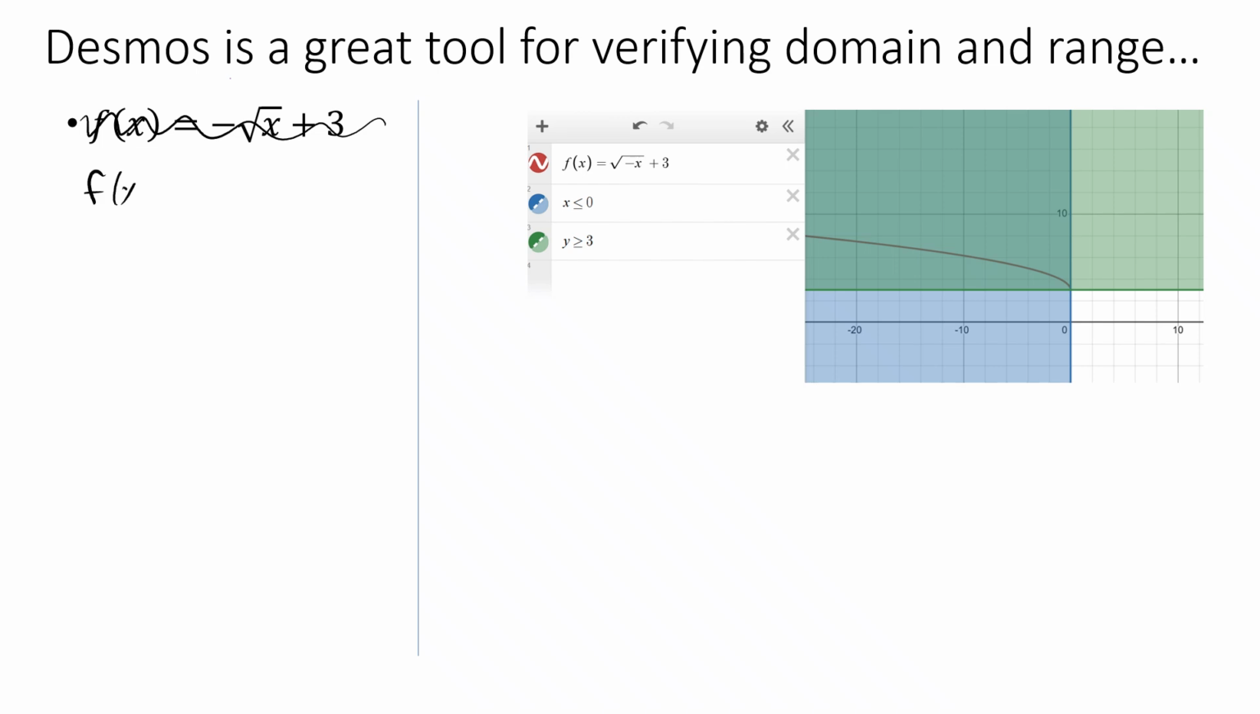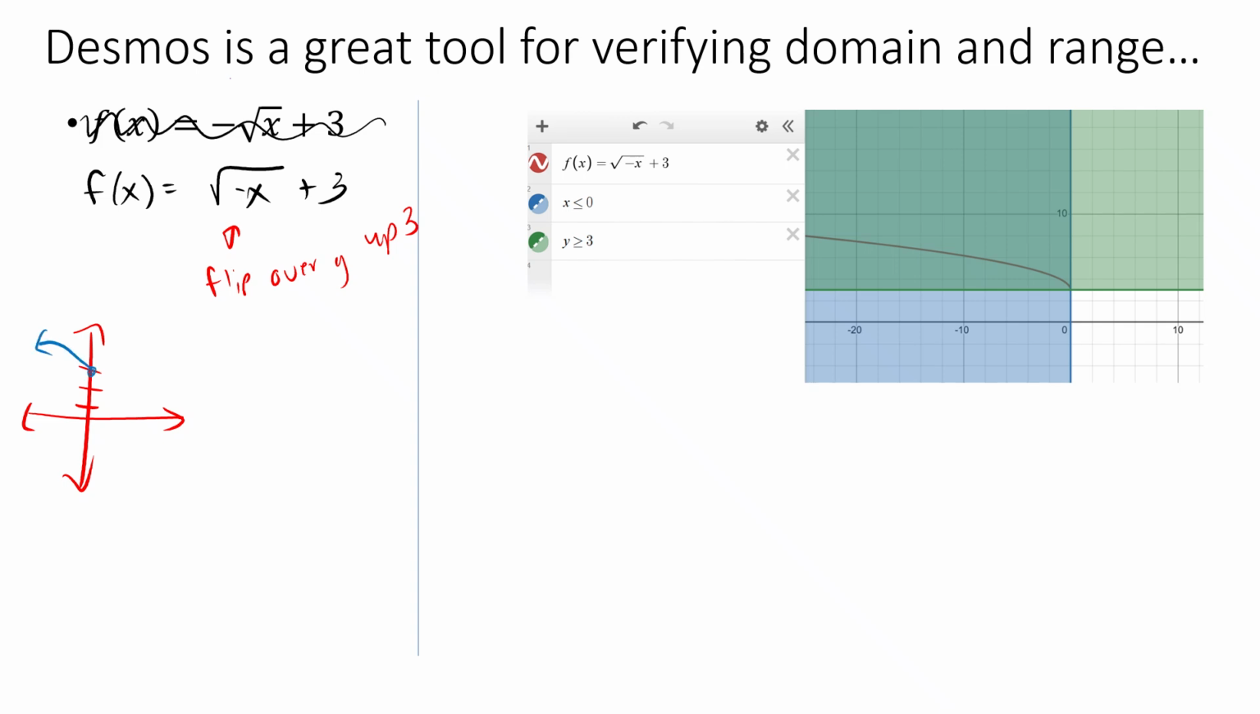Let's do another one. Okay, so this one is a flip over the y and up 3. When we look at that, we're going to be flipping it over the y, which is going to send it that way. And then we'll go up 1, 2, 3. So it looks like that. Okay, same anchor point at 0, 3.